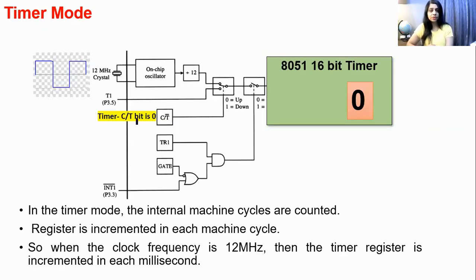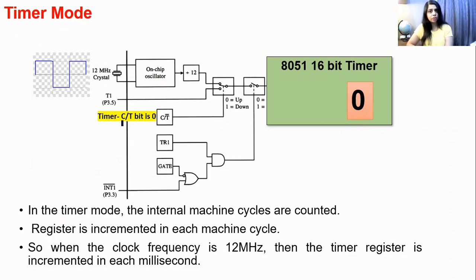and how it behaves. Now, what is timer mode? In timer mode, the internal machine cycles are counted. Internal machine cycle means the clock signal generated by the on-chip oscillator, because this is available inside the 8051 microcontroller. The crystal is connected and here the frequency is 12 megahertz. It gets divided by 12. So what happens in timer 1?